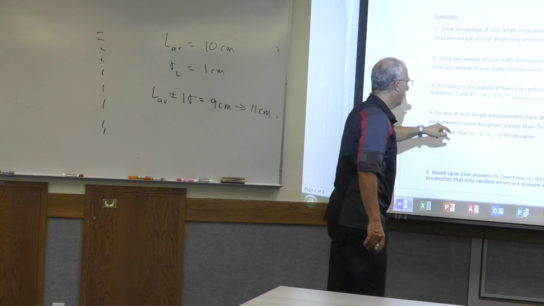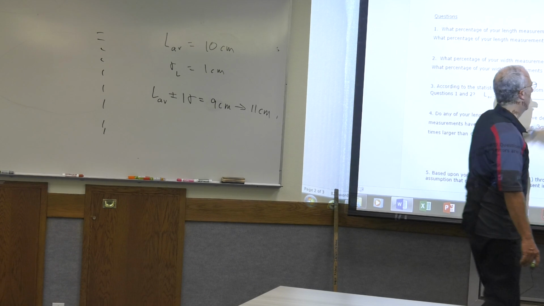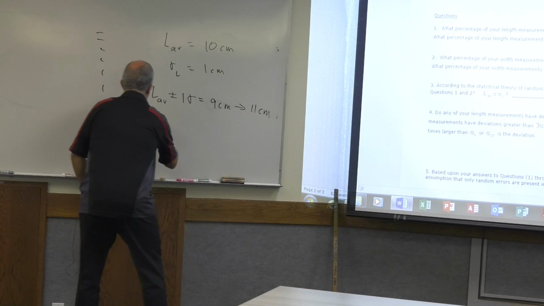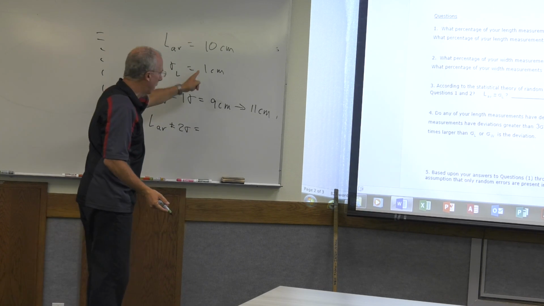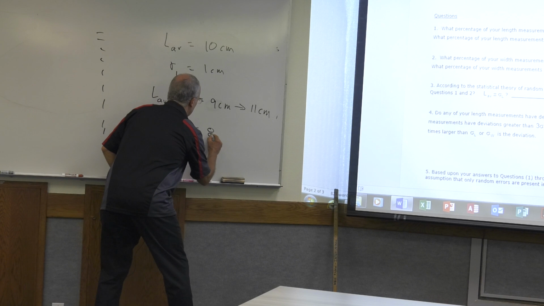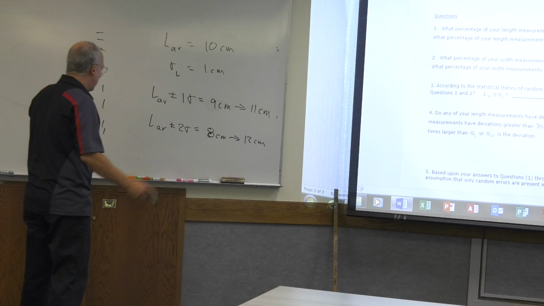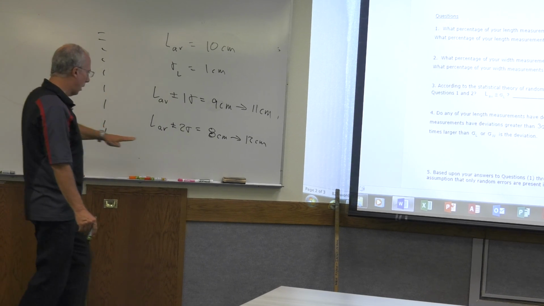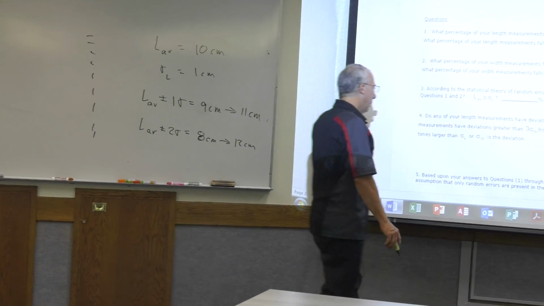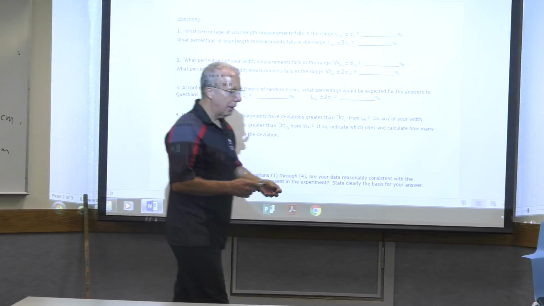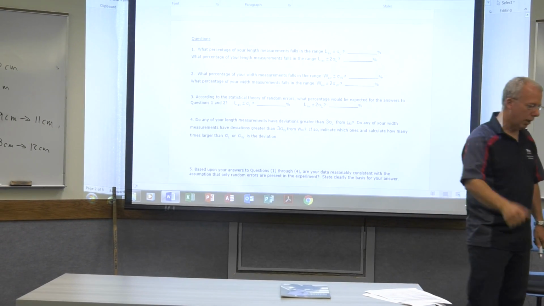Now let's do this one. This says, how about 2 sigma? Well, L average plus or minus 2 sigma. Now 2 sigma is 2, correct? So it would be 8 centimeters to 12 centimeters. So now, again, you just look at your data and see how many measurements are between 8 and 12. That's all it is, okay? Anyway, answer the questions, refer to your handouts, and you should be able to answer all of the questions.